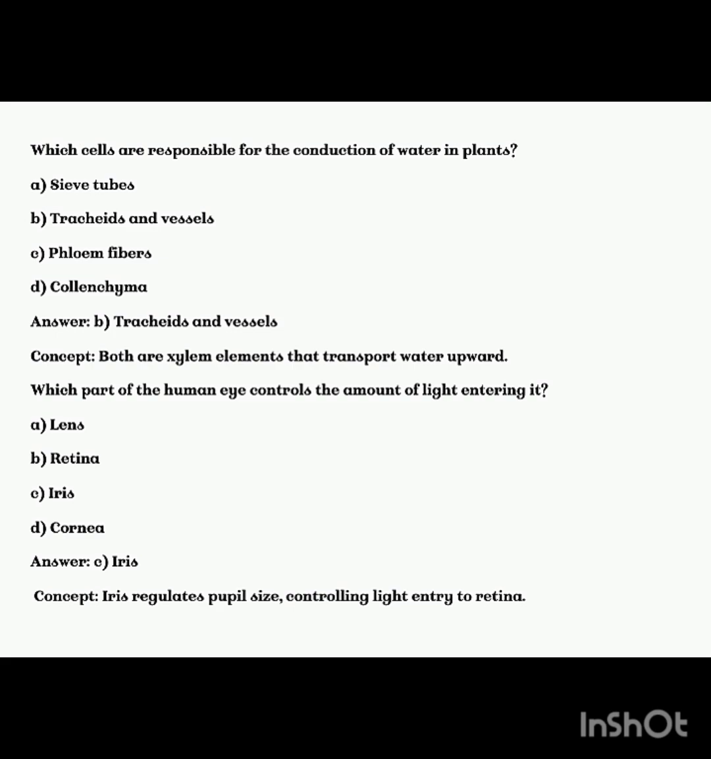Which part of the human eye controls the amount of light entering it? A. Lens, B. Retina, C. Iris, D. Cornea. Answer: C. Iris regulates pupil size, controlling light entry to retina.